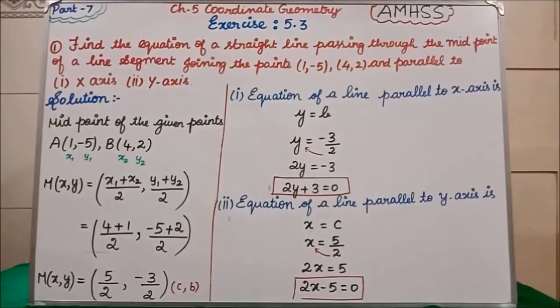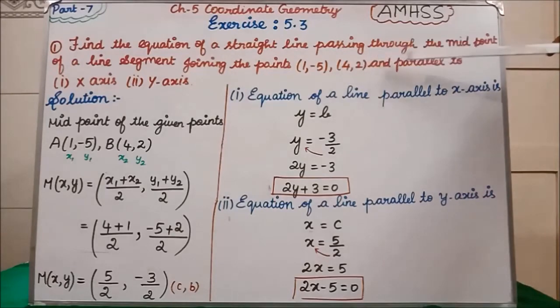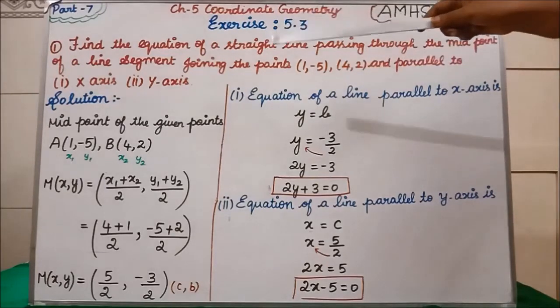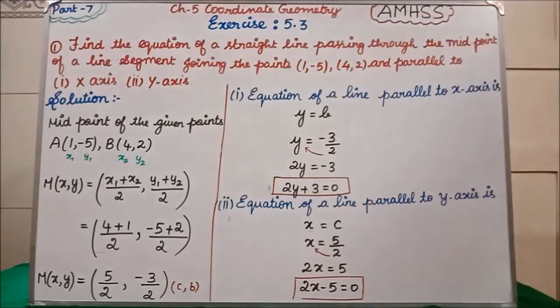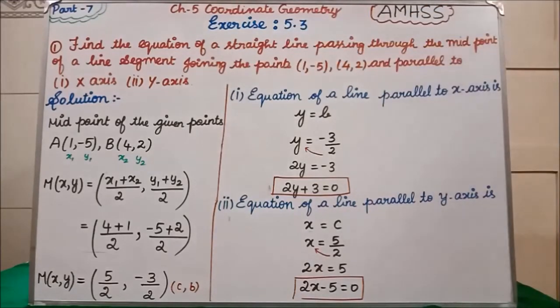Students, now in part 7, we are going to start exercise 5.3. This is the first question in exercise 5.3. Now we'll see the question. Find the equation of a straight line passing through the midpoint of the line segment joining the points (1, -5) and (4, 2) and parallel to the x-axis. The first subdivision is parallel to the x-axis. The second subdivision is parallel to the y-axis.